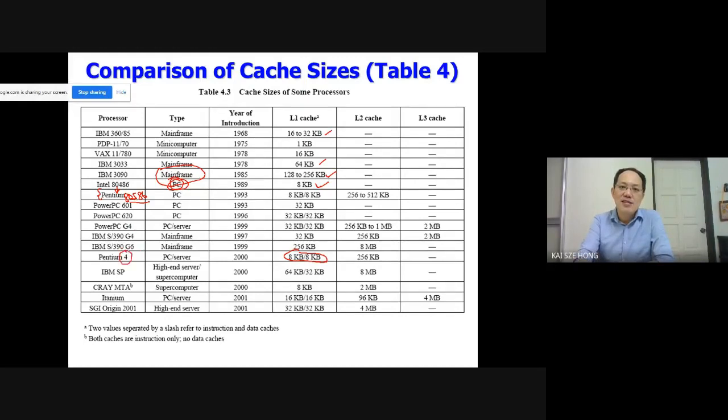Then you can see the cache size has gone to two levels, L1 and L2. The L1 cache is 8 kilobyte and the L2 cache is 256 kilobyte to 512 kilobyte. Then the Pentium 4 has 8 kilobyte here and also 256 kilobyte over here. Then after that, they keep on increasing. So this is basically the cache size of the personal computers.